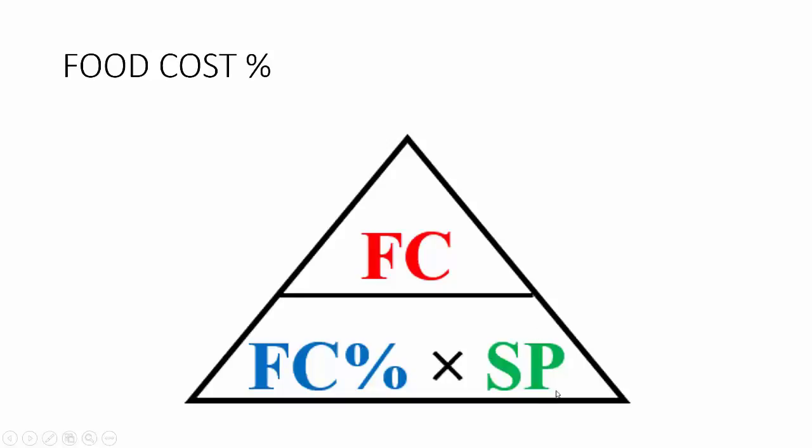And the SP is the holy grail. This is the selling price or the menu price, what the customer pays for what it is that we are selling. This is what this whole semester has been about, to be able to calculate the selling price so that it will meet our financial expectations. So let's take a look at how this works.